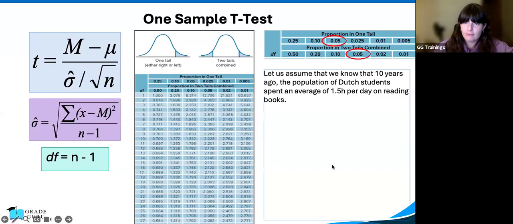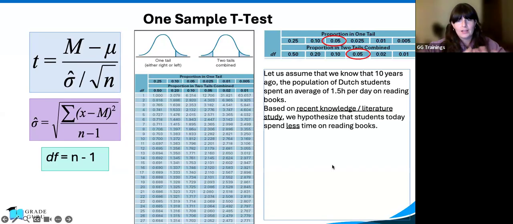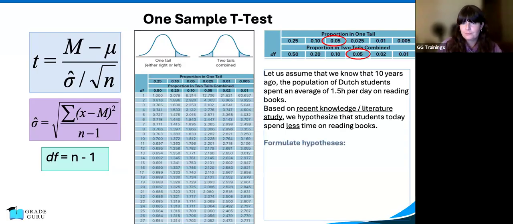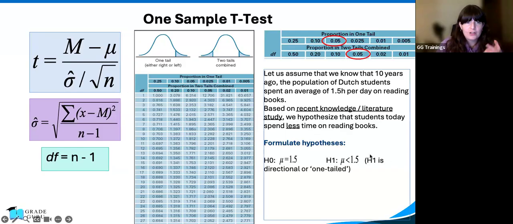Okay, let's see if they give any other information. Yes, okay, lovely. Based on recent knowledge, we hypothesize that students today spend less time reading books. Okay. This is the kind of language that indicates you need to make H1 directional. Okay, so it is going to be population average hours reading books is less than 1.5. So very early on in the text of the question, you will have everything you need for your hypotheses.